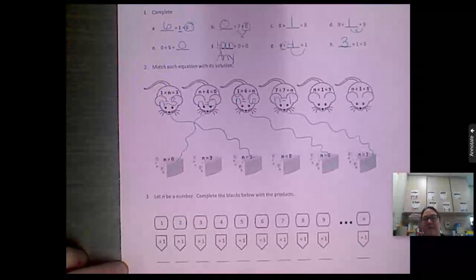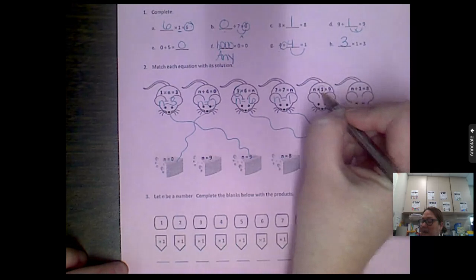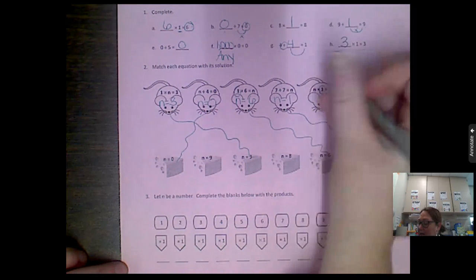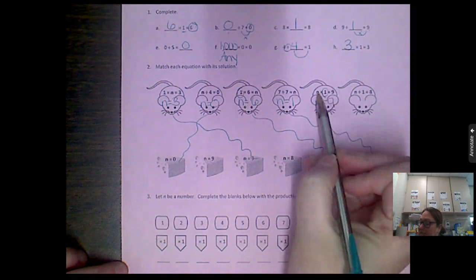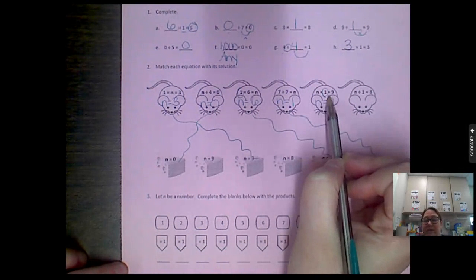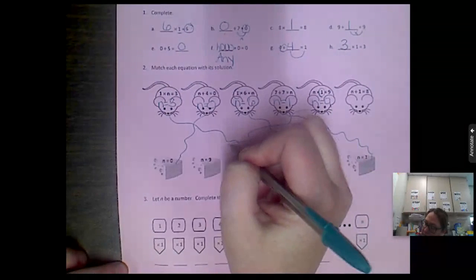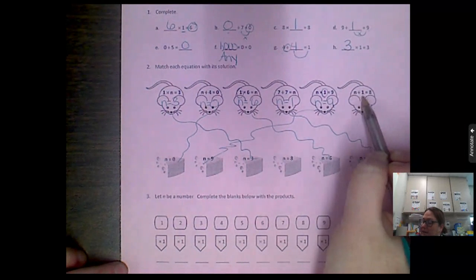Okay. n times 1 equals 9. So we're multiplying by 1. So what must n equal? It must be 9, right? n equals 9 because 9 times 1 equals 9, right? And there we go. And the last one, n divided by 1 equals 8.